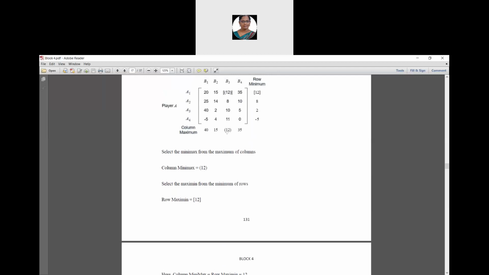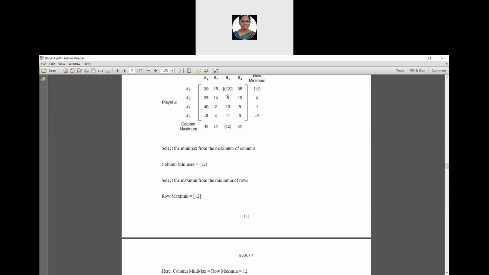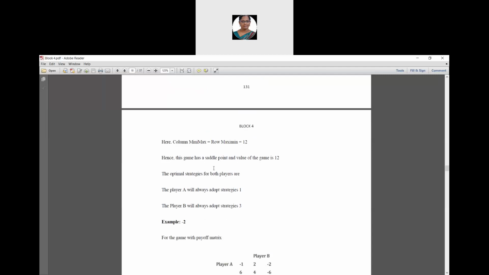How is the value of the game 12? The intersection point of minimax and maximin value is called the value of the game. Okay, so this game has a saddle point and the value of the game is 12.